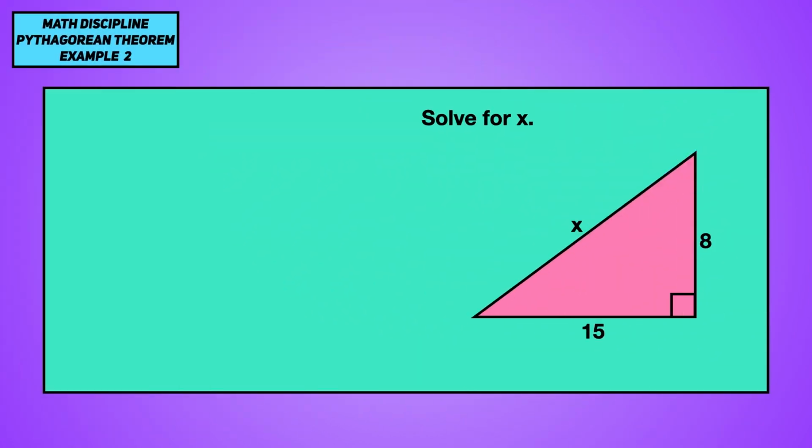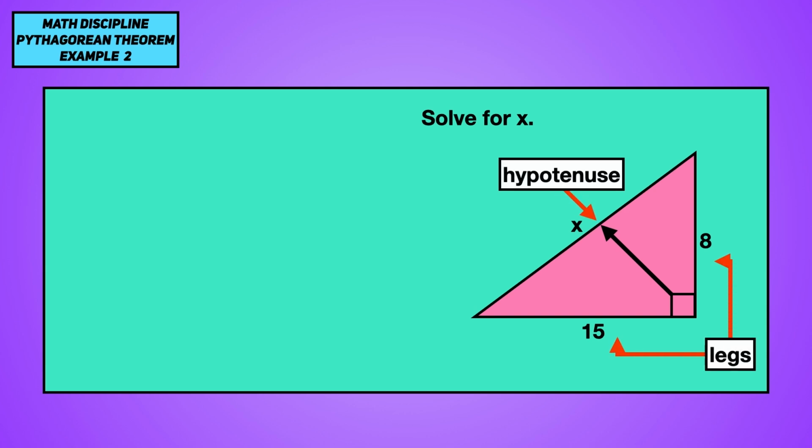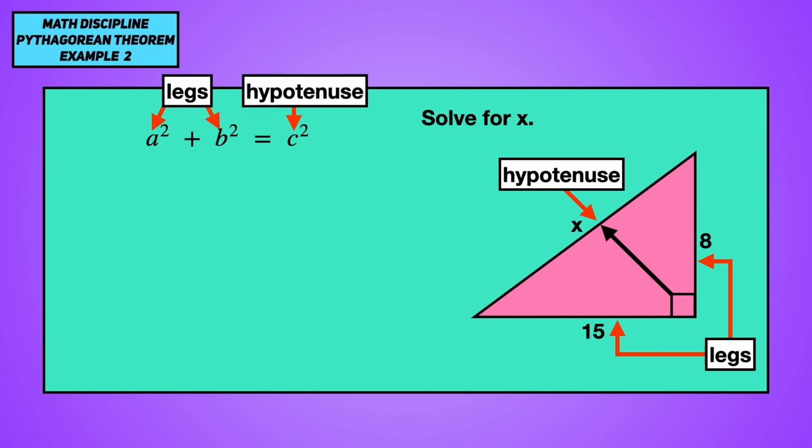Our second example is just like our first example. We have a right triangle. The hypotenuse is unknown, so it is represented by the variable x. The legs of the right triangle have lengths of 15 and 8. We're going to go to our Pythagorean theorem equation and substitute the values of the legs for a and b, and we'll substitute the variable c with the variable x.